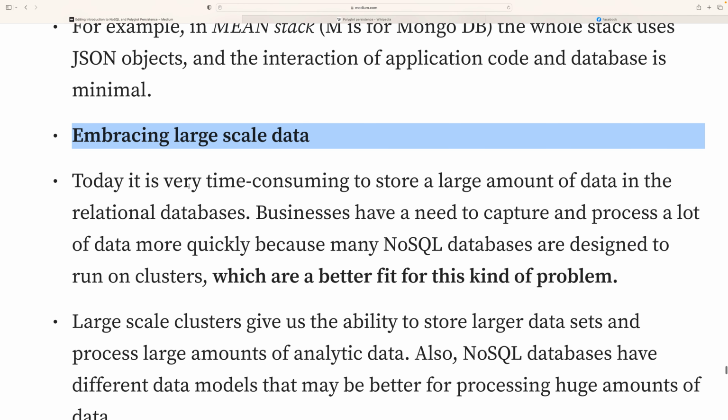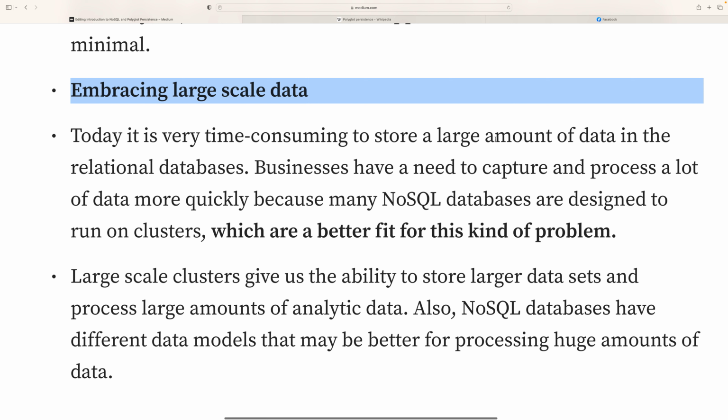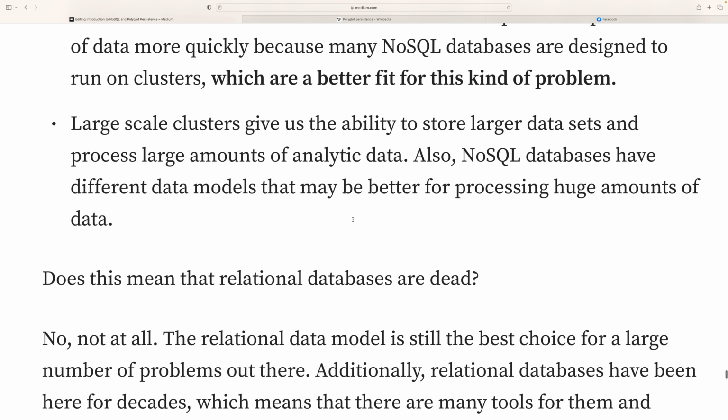Second, embracing large-scale data. Today it is very time-consuming to store a large amount of data in a relational database. Businesses need to capture and process a lot of data quickly. Because NoSQL databases are designed to run on a cluster, they are better for this problem. A large-scale cluster gives the ability to store and process large data sets.